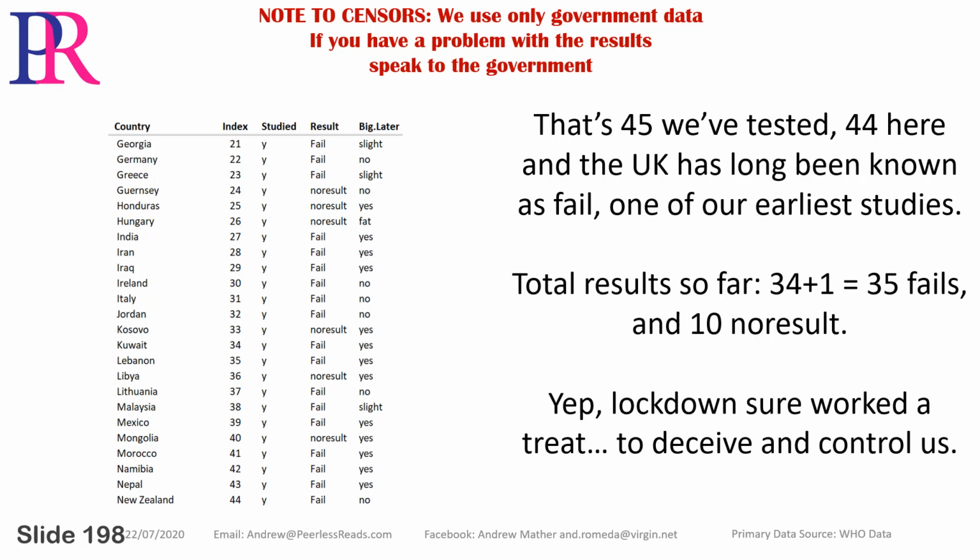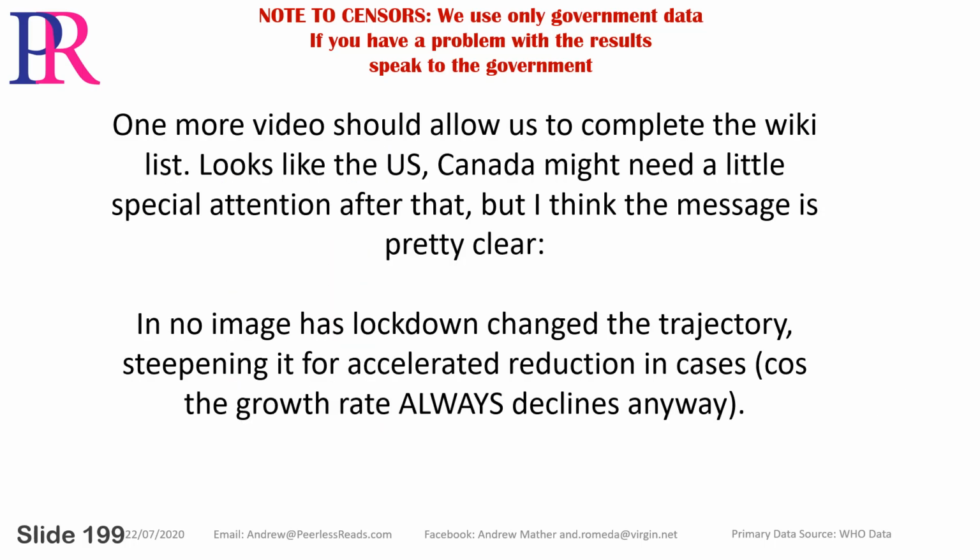That's 45 we've tested, 44 here, and the UK has long been known as fail, one of our earliest studies. Total results so far, 34 plus 1, 35 fails, and 10 no result. Yep, lockdown sure worked a treat to deceive and control us. One more video should allow us to complete the wiki list. Looks like the US-Canada might need a little special attention after that, but I think the message is pretty clear.